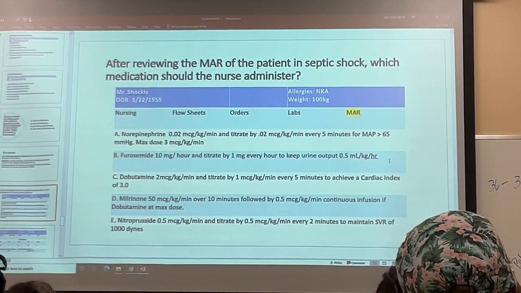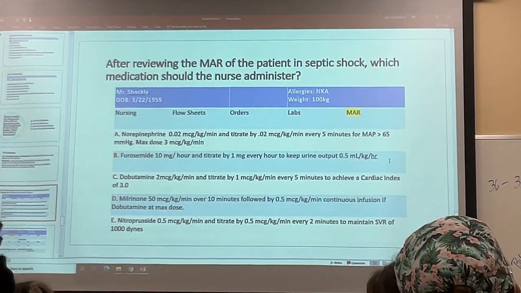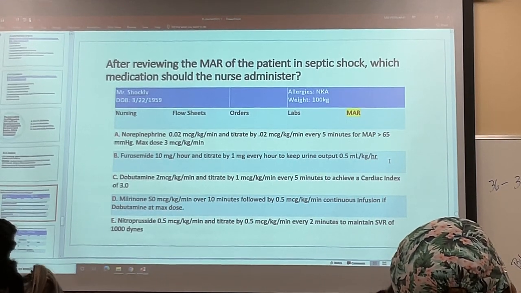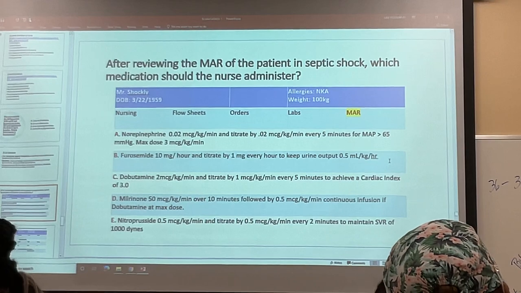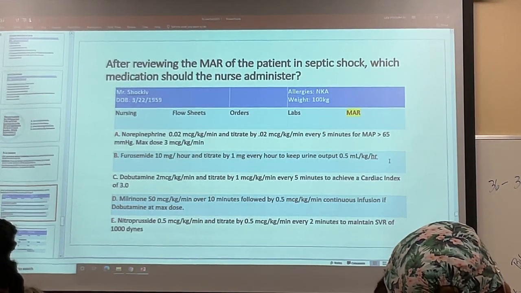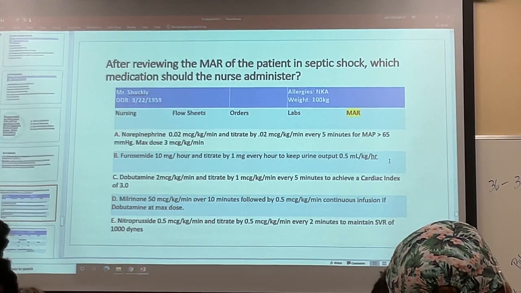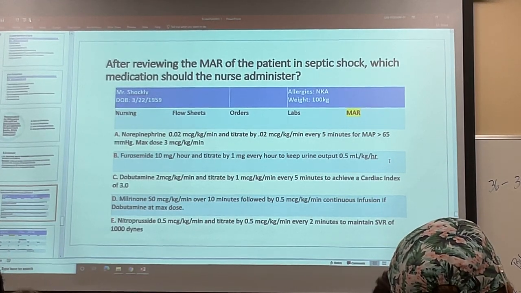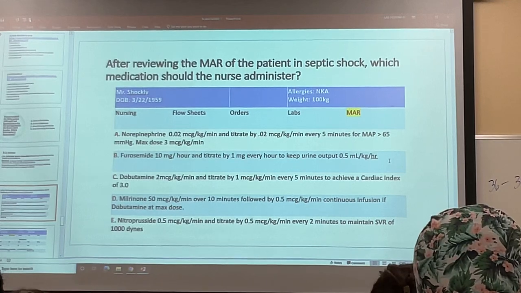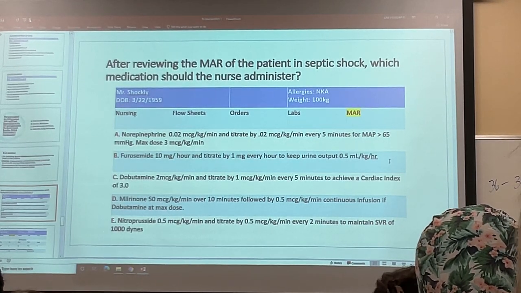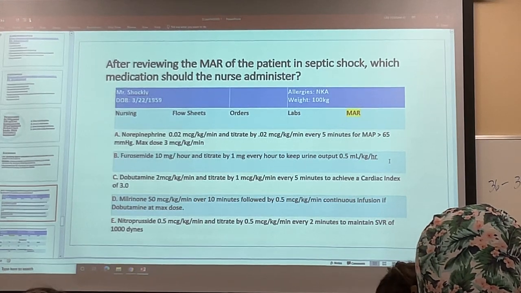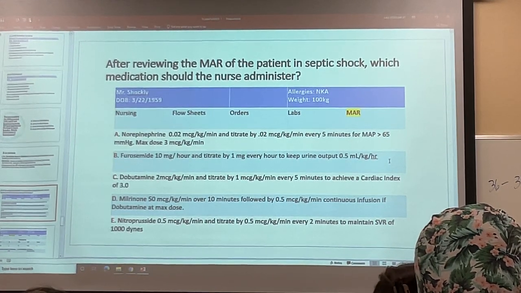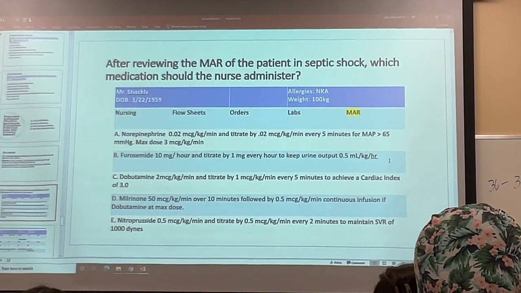All right, what if this was a select-all-that-apply? After reviewing the MAR, the patient's in septic shock, what medications could we give? Could we give norepinephrine? Yes. Check. Could we possibly give Lasix? They're in septic shock. Not really, but if they have some overload from too much bolus, you could. But the order here is to give 10 milligrams an hour and titrate by 1 milligram every hour to keep the urine output up to 0.5 per kilogram per hour. Are we going to put them on a continuous Lasix? No, they're in shock, so we're not going to do that.